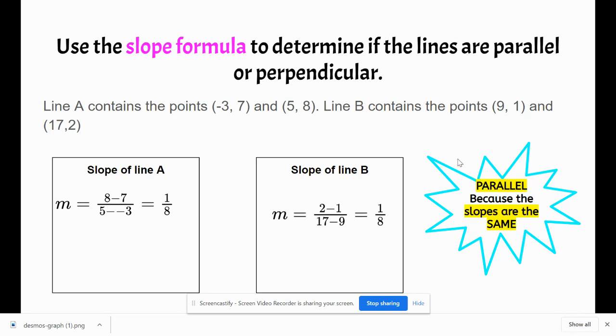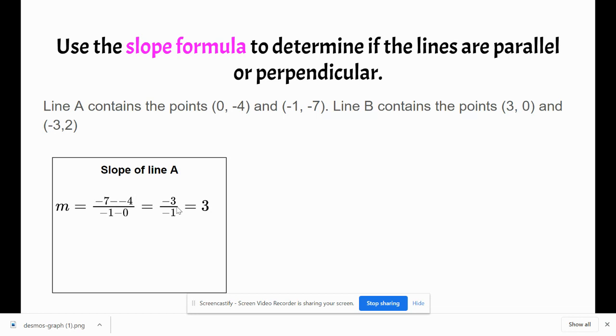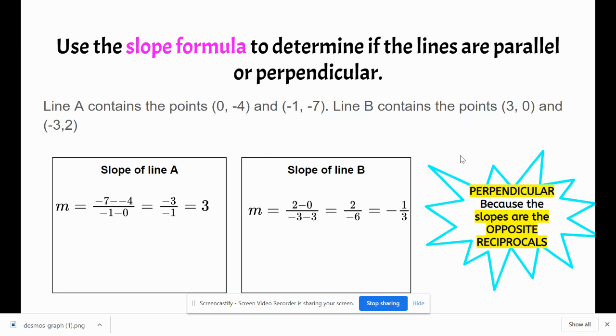Let's try another example. Here we have 2 lines, line A and line B, and please feel free to pause the video and make sure that you are able to find these slopes on your own. Hopefully you paused the video and tried to find your slopes. So the slope of line A we found here, which is 3. And then the slope of line B is negative 1 over 3. And so that tells me that these lines are going to be perpendicular because they are opposite reciprocals.